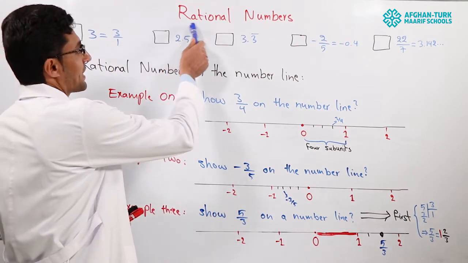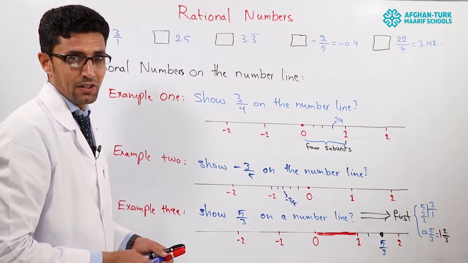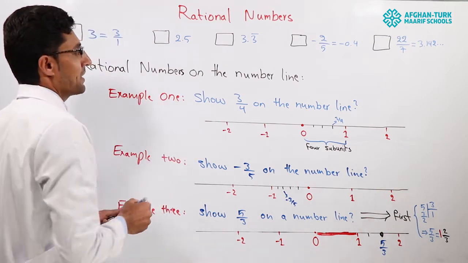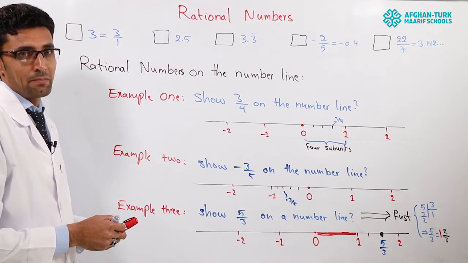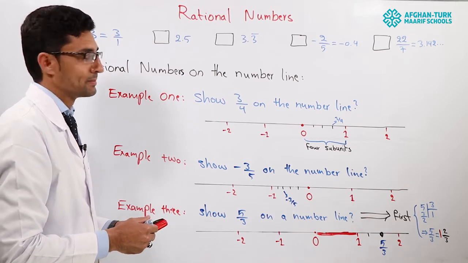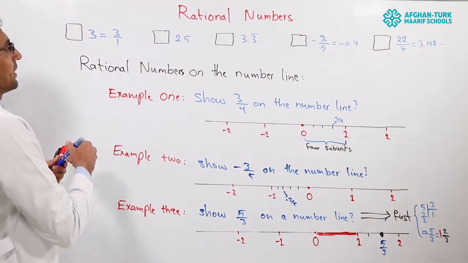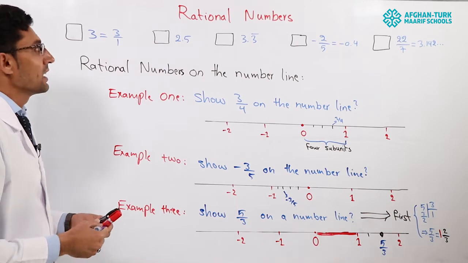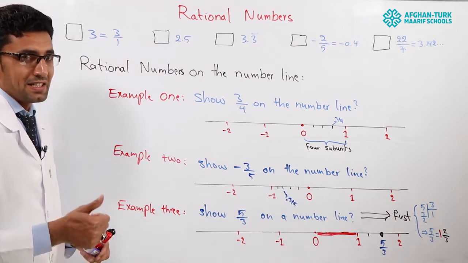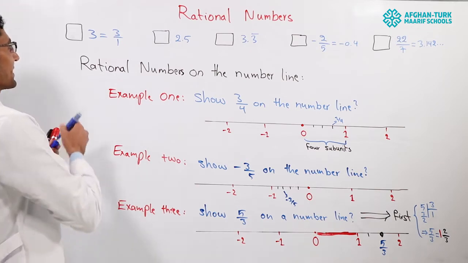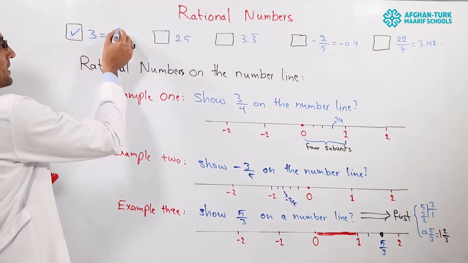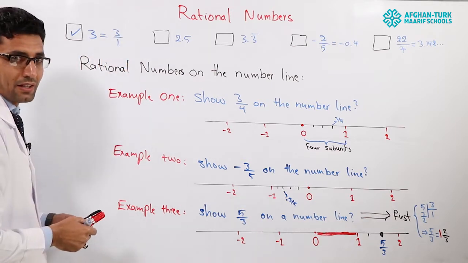Rational numbers. You studied the definition of that, and today, for having more information, we are showing some examples for you. Let's get started. The first one: who can tell me, is 3 a rational number? Yes, of course, it is a rational number. Why? Because 3 can be written as 3 over 1.